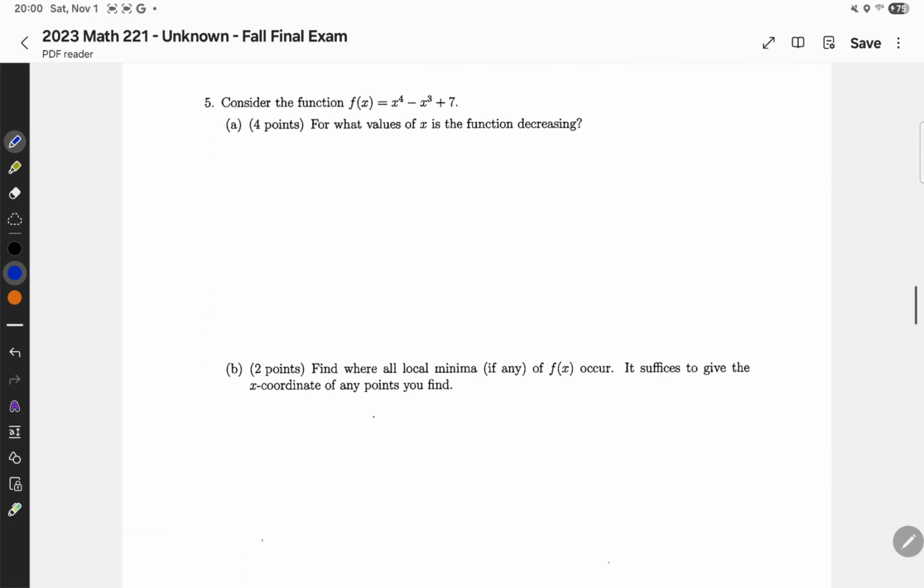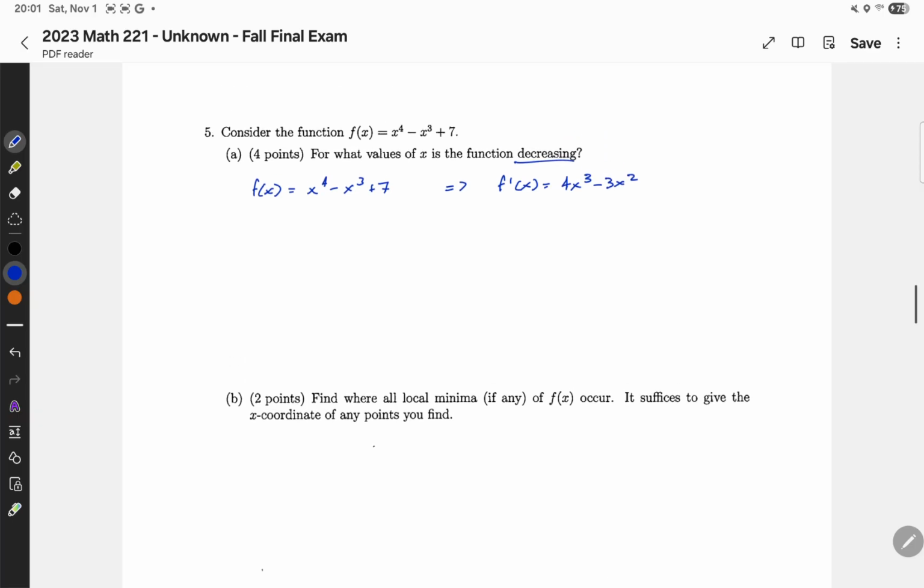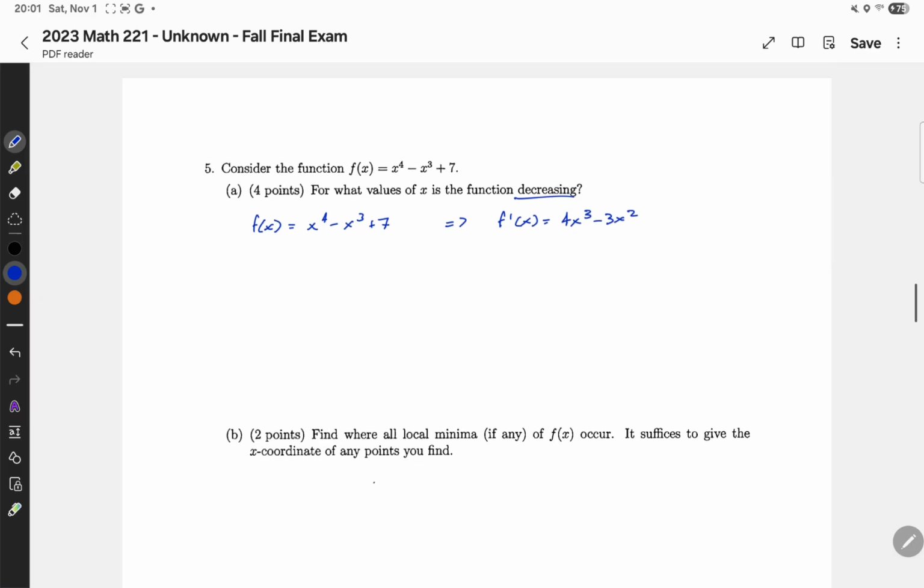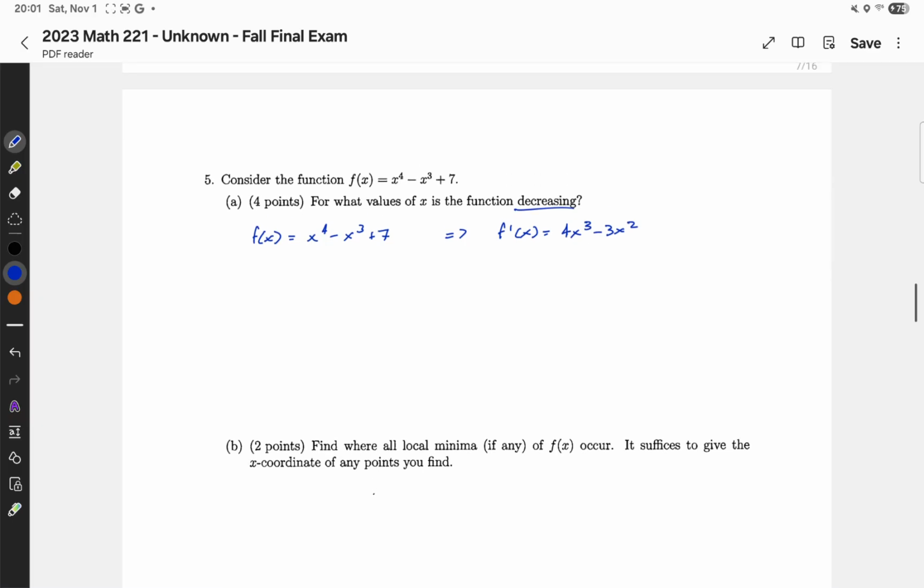All right, moving on to question 5. We have: consider the function f of x is equal to x to the 4th minus x to the 3rd plus 7. So we want to find for what values of x the function is decreasing. So decreasing or increasing, you're going to want to look at the first derivative. So let's do that. We can see f prime of x is going to be equal to 4x cubed minus 3x squared. And to find when it's decreasing, we want to find when it's negative. And to find when it's negative, we can actually look at when it's 0 and then look at either side of that.